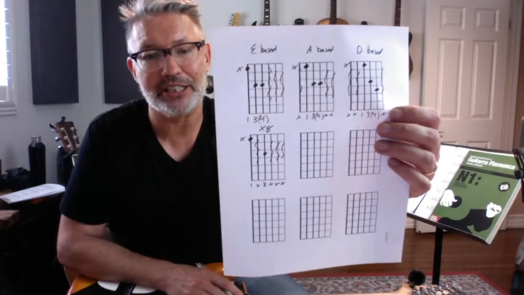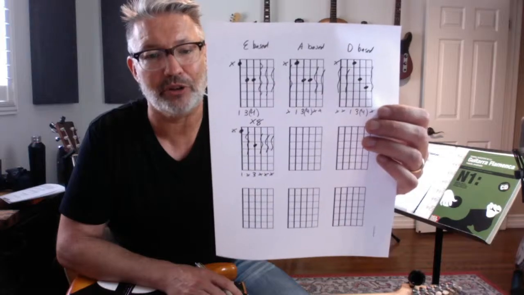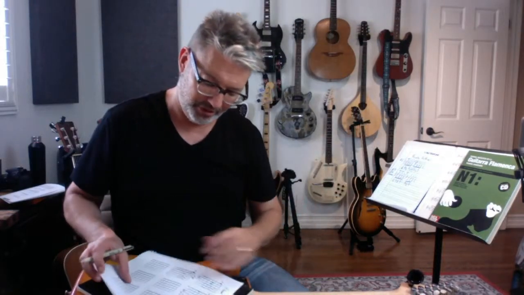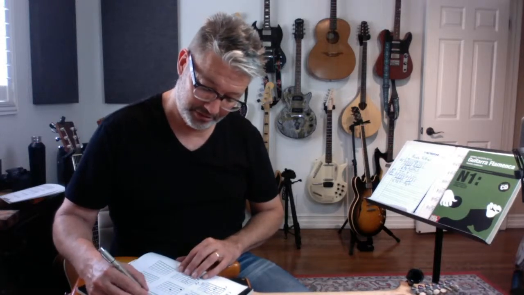But there, for example, is the E bass one. Okay, so whatever note that is at X, so if you're at the third fret, that would be a G, that would be a G8 chord. Does that make sense? Okay. And then the fifth string bass one, same thing. And then the fourth string bass one is going to be a stretch, and I would probably use my pinky for that one.